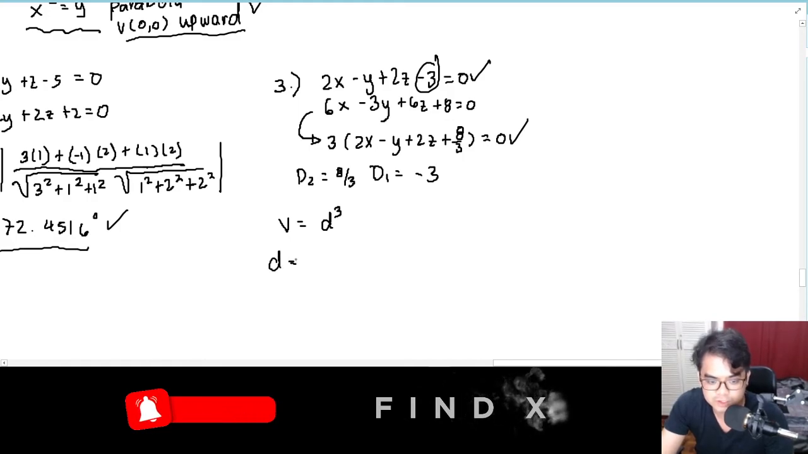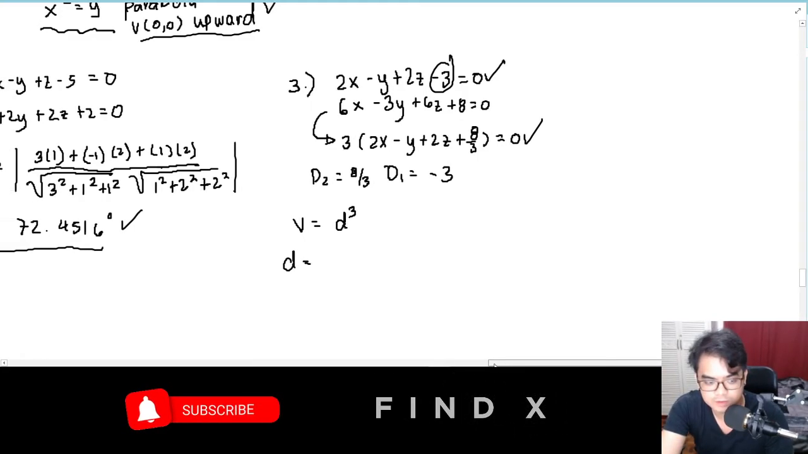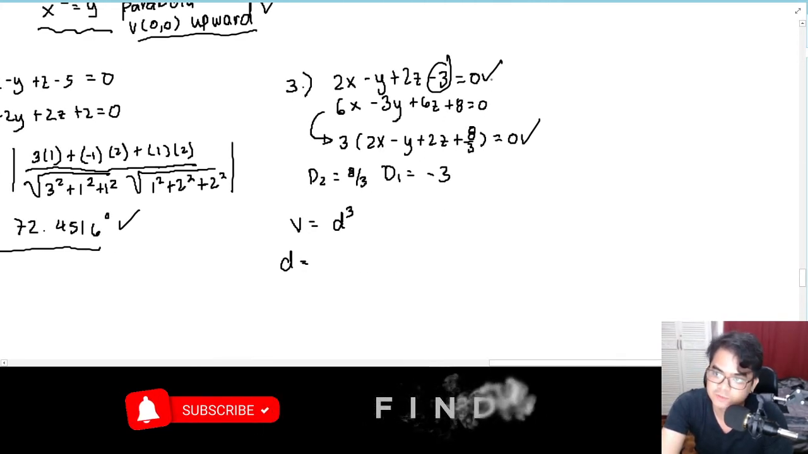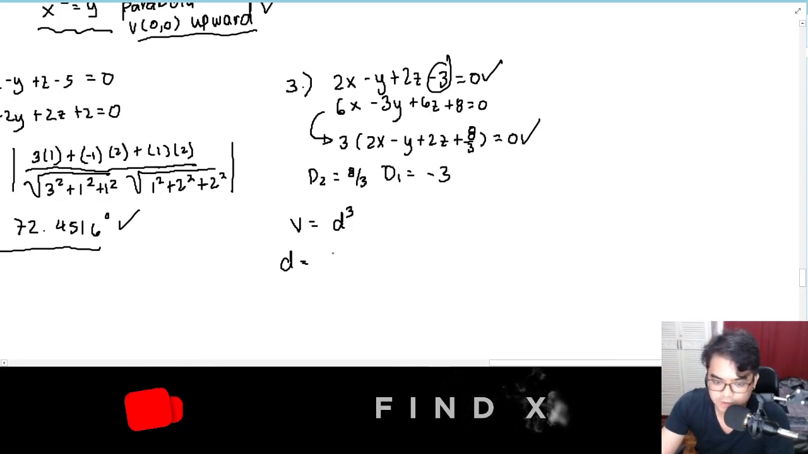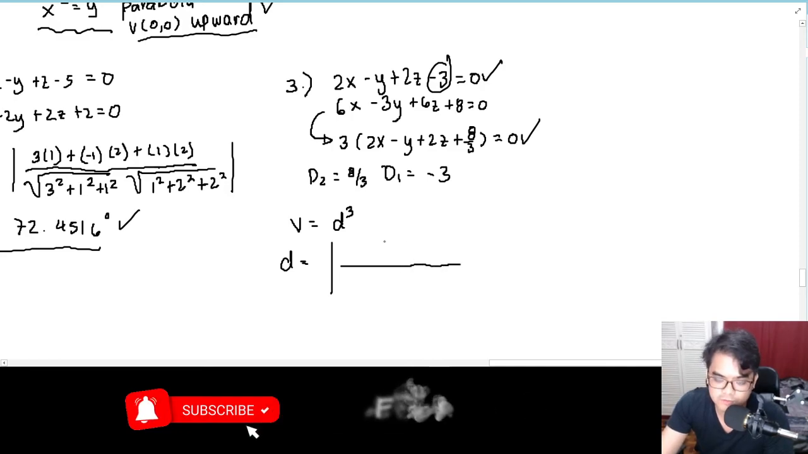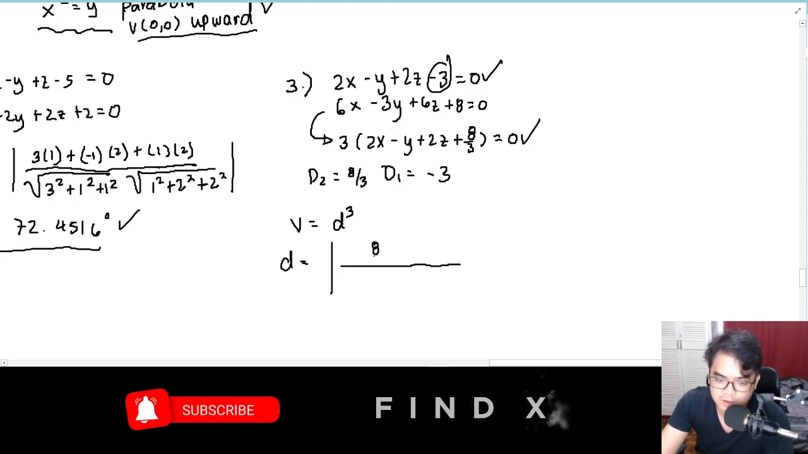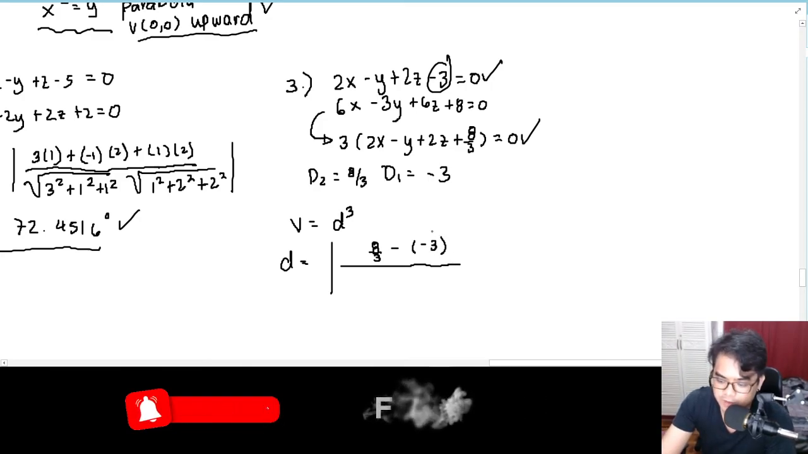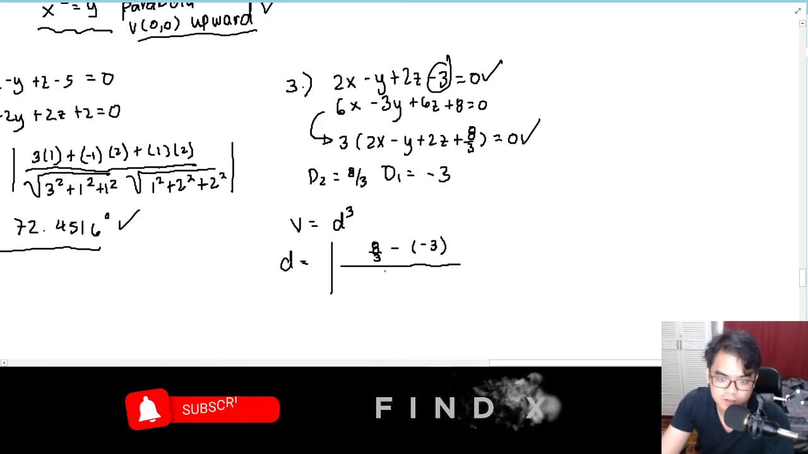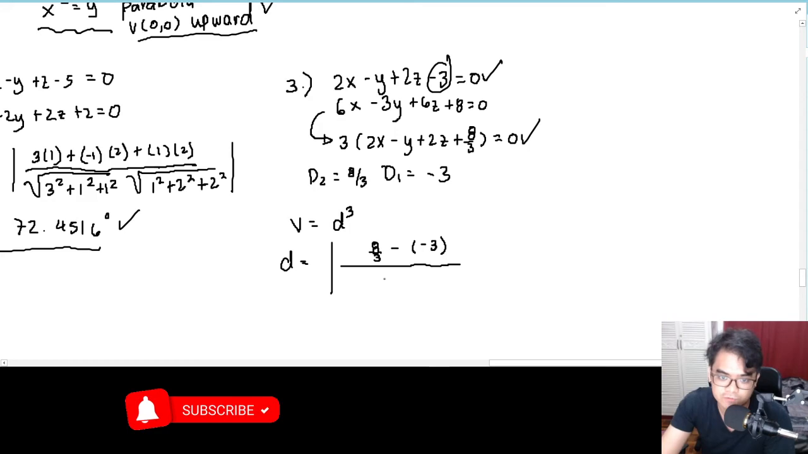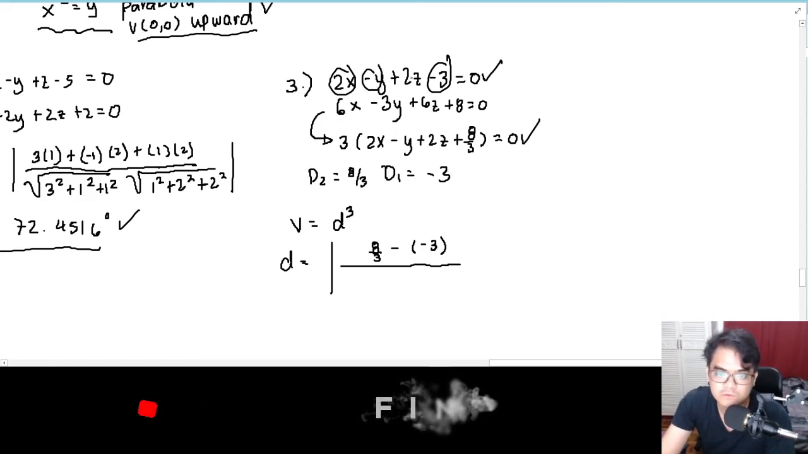To get the value of D is just like when you are getting the distance between two parallel lines. Okay, so you will have here the difference of their constants, so that will become 8 over 3 minus negative 3. So those are their constants, and then the coefficients of x, y, z. So since they are parallel, they have the same coefficients, which is 2, negative 1, and then 2.